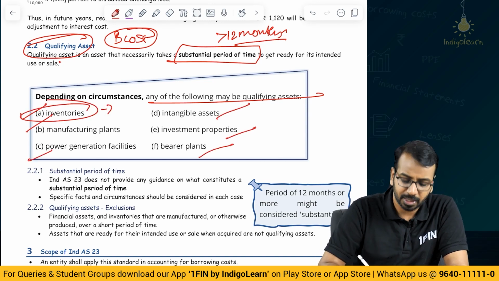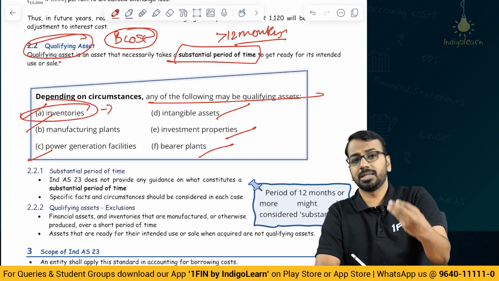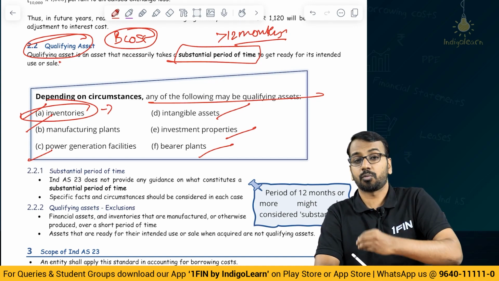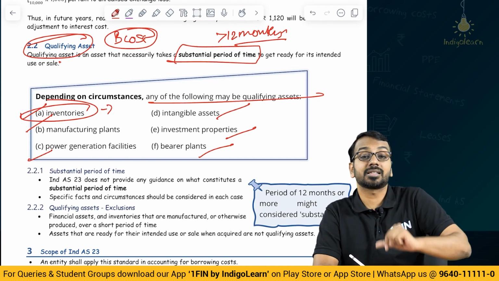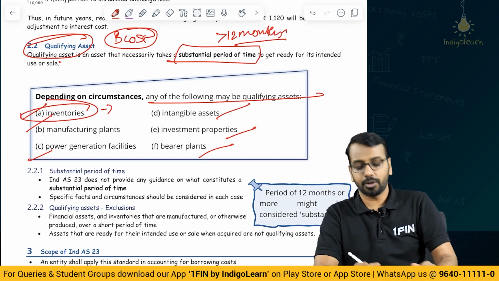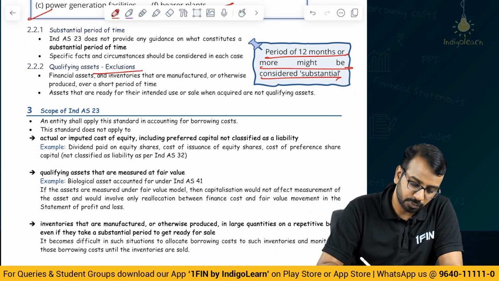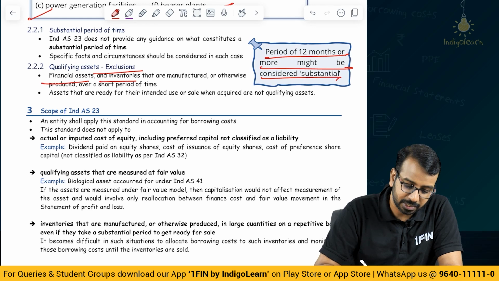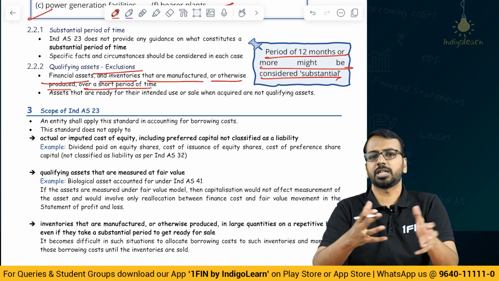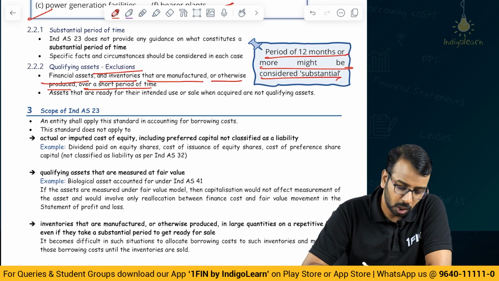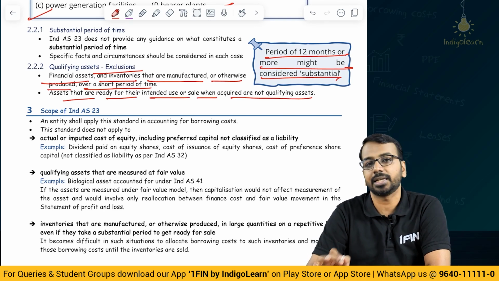Now inventories, in things like, let's say, the construction business or the wine industry, where inventory takes a substantial period of time to get ready for use. A period of 12 months or more might be considered as substantial. Exclusions from qualifying assets: financial assets, and inventories that are manufactured or otherwise produced over a short period of time, something which can get ready over a short period of time, or assets that are ready for their intended use or sale when acquired are not qualifying assets.